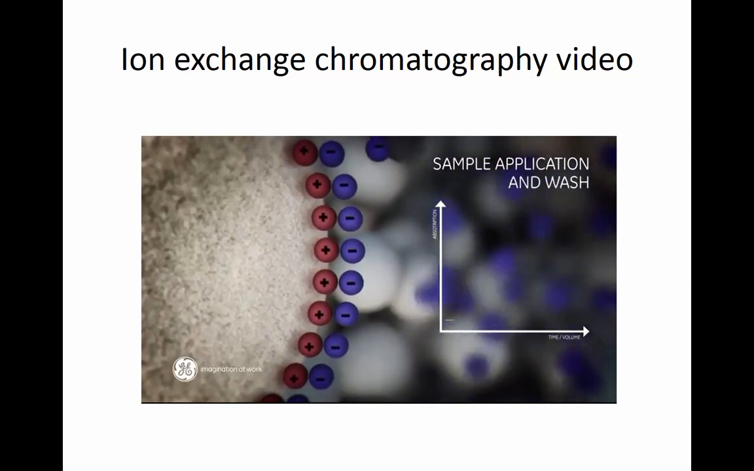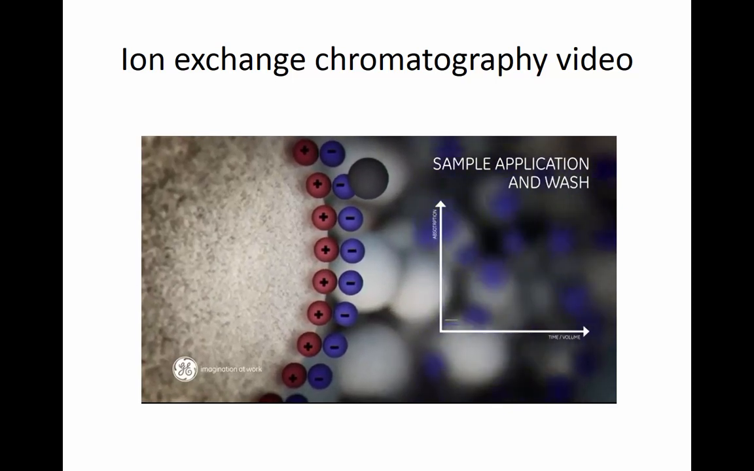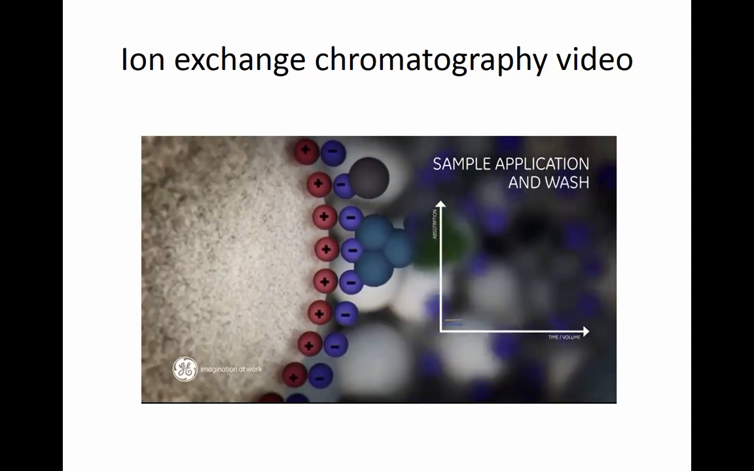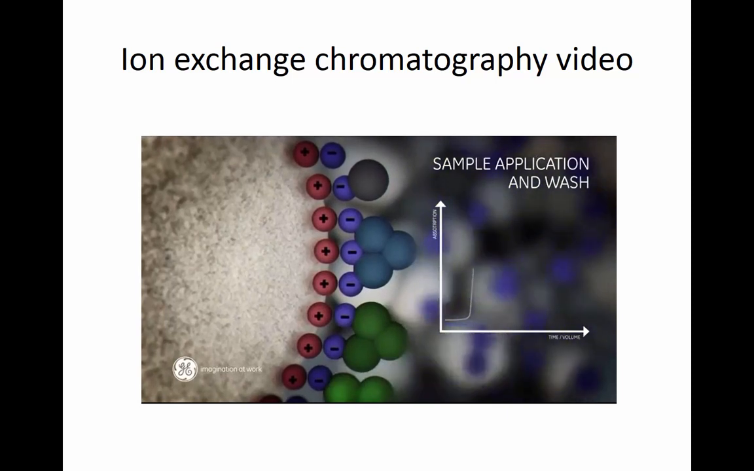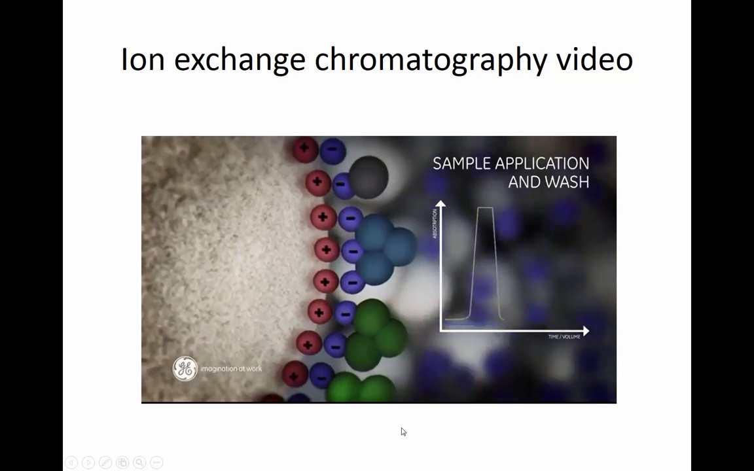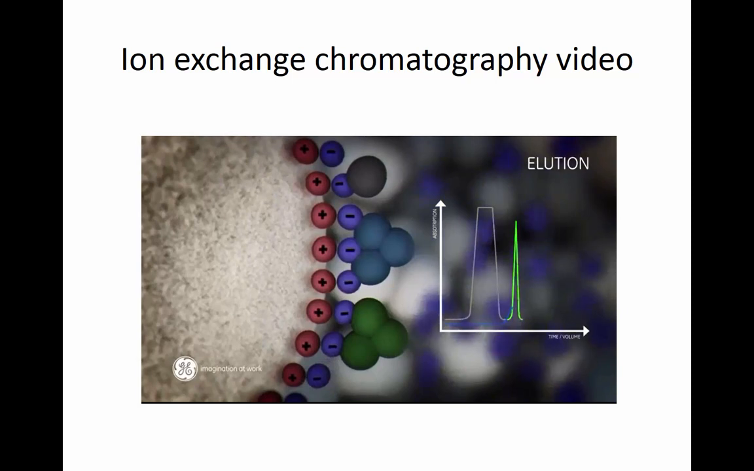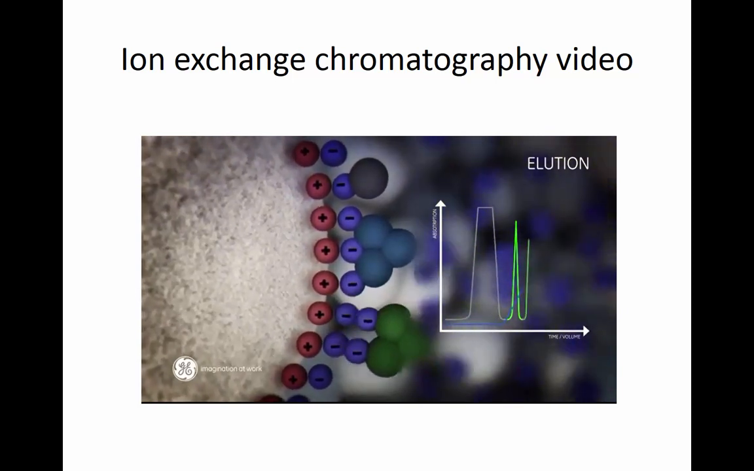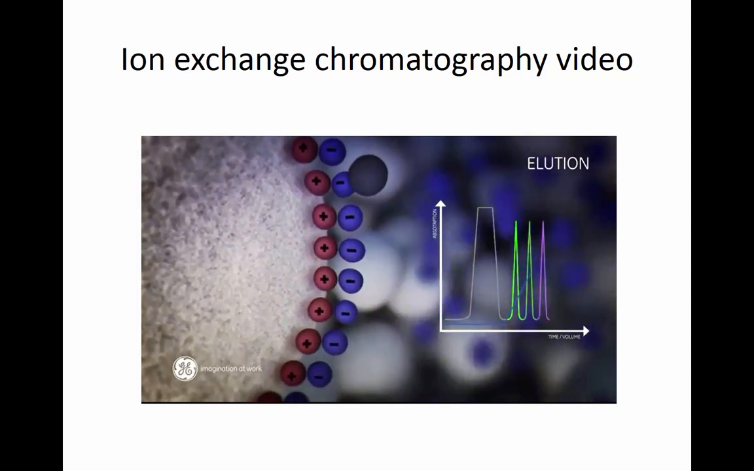The second step is sample application and wash. The goal in this step is to bind the target molecules and wash out all unbound material. The sample buffer should have the same pH and ionic strength as the starting buffer, in order to bind all appropriately charged proteins. In the third step, elution, biomolecules are released from the ion exchanger by a change in the buffer composition. A common way is to increase the ionic strength with sodium chloride or another simple salt in order to desorb the bound proteins.